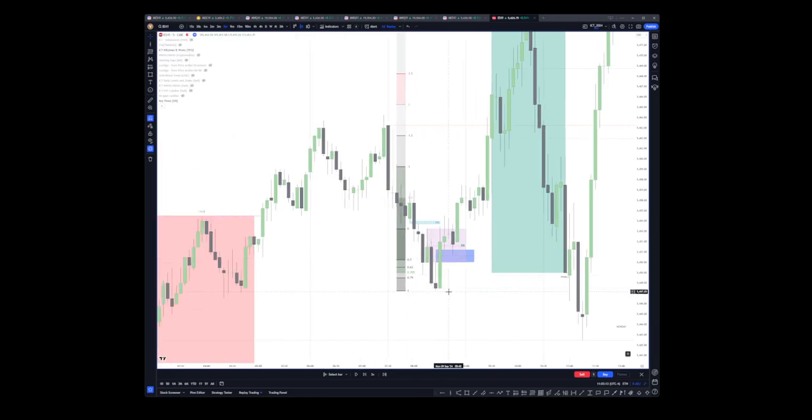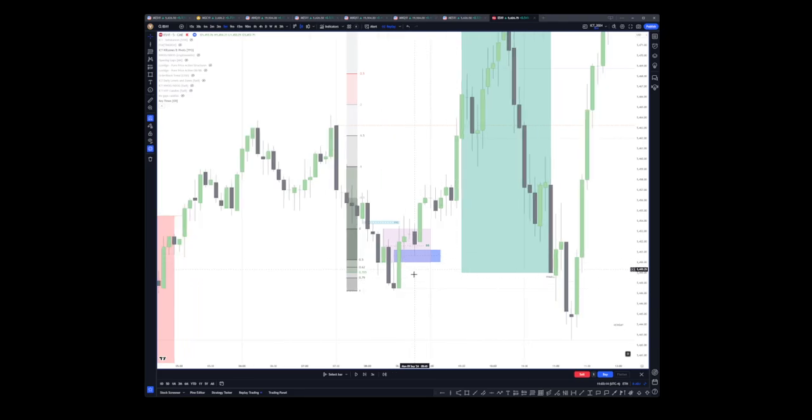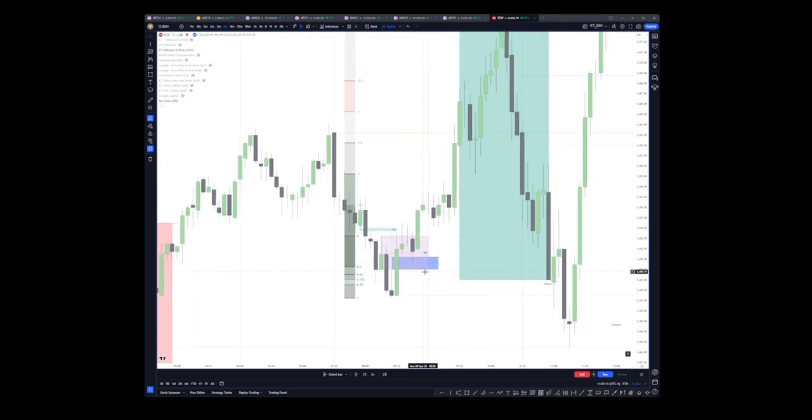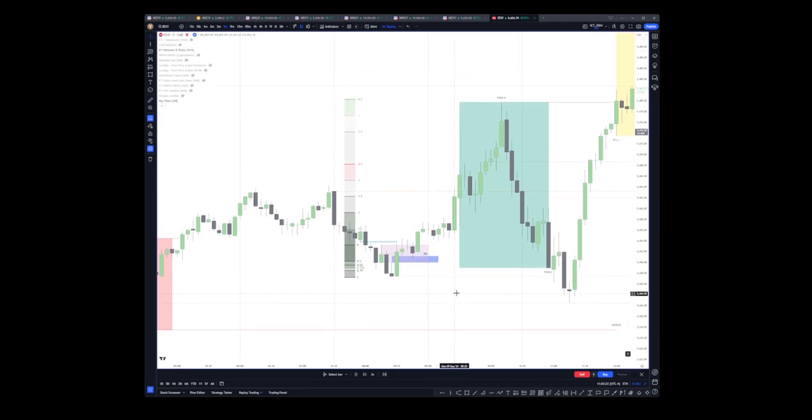But normally I wouldn't advise taking a trade so early because it's actually very difficult for you to actually know if this is really the case.